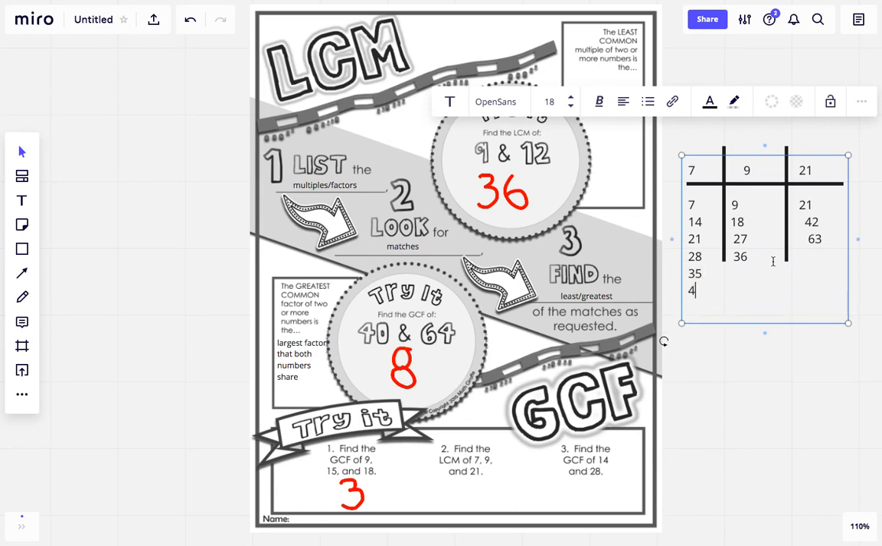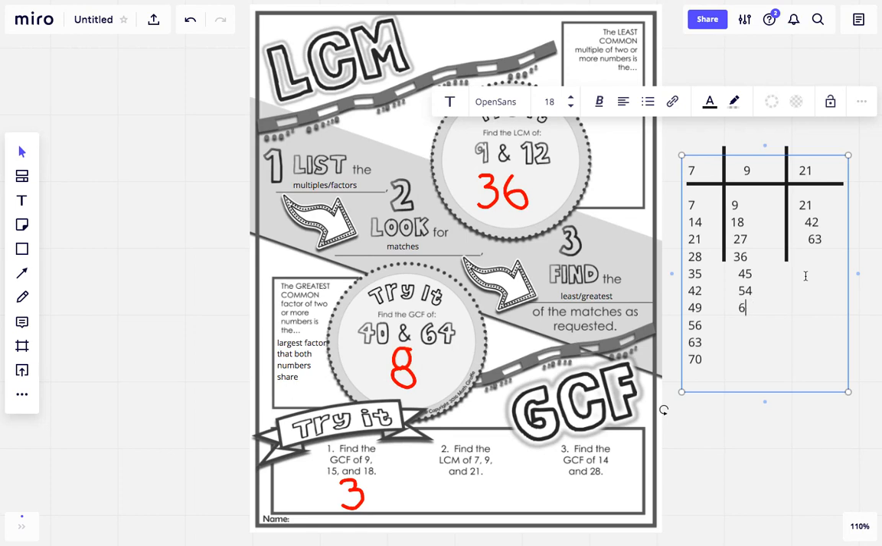7 times 6, 42. 7 times 7, 49. 7 times 8, 56. 7 times 9, 63. And then 7 times 10 would be 70. Now let's continue on with 9. So we left off with 36. So 9 times 5 is 45. 9 times 6 is 54.